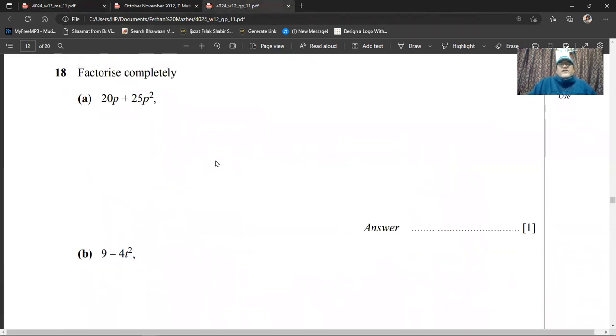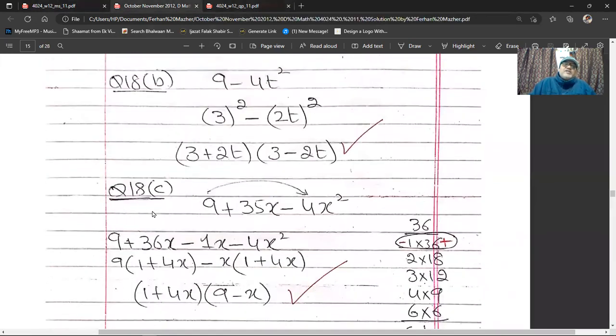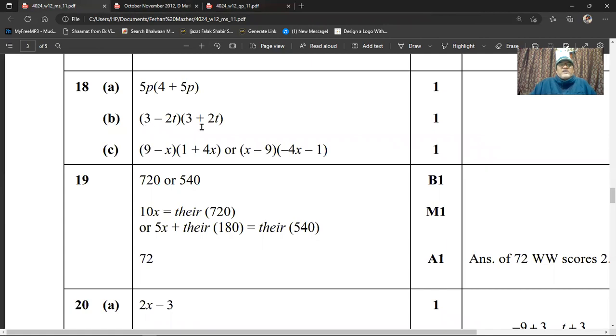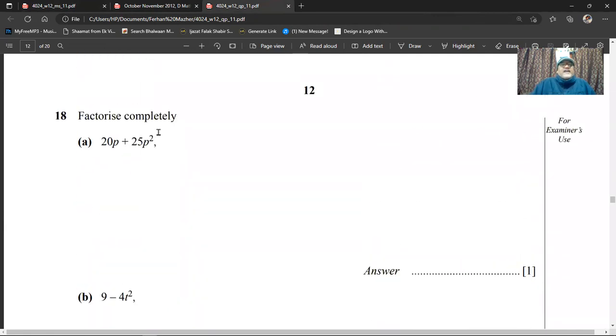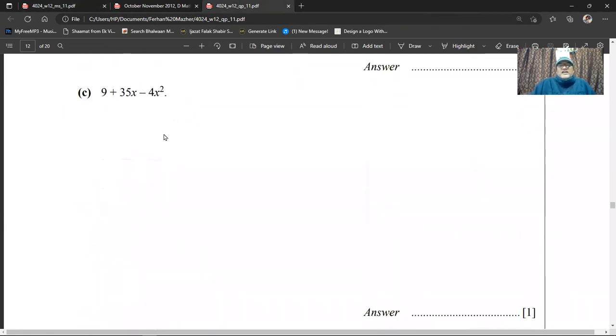Question number 18 B part is 9 minus 4t squared. These are two perfect squares and we have a negative between them. 9 is 3 square minus 2t whole square. You can apply the formula a square minus b square equals a plus b, a minus b. So this will be 3 plus 2t in one bracket and 3 minus 2t in the other bracket. This is how you will factorize it, and let's check. Our answer is right.